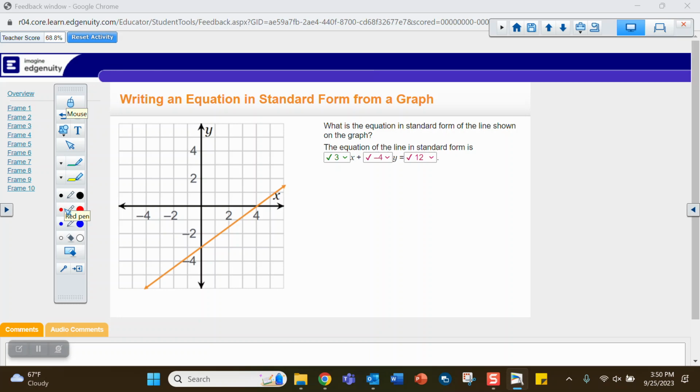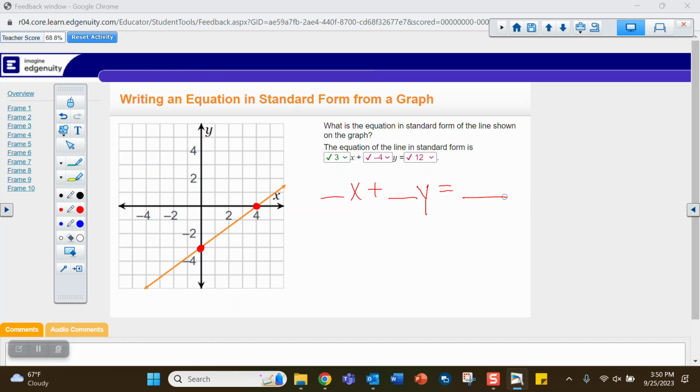This one's asking for the equation in standard form. So what we need to focus on here is where these cross the x-axis. If we have blank x plus blank y equals blank, what you have to remember is that your x-intercept is not the same as the coefficient in front of x, and your y-intercept is not the same as the coefficient in front of the y.